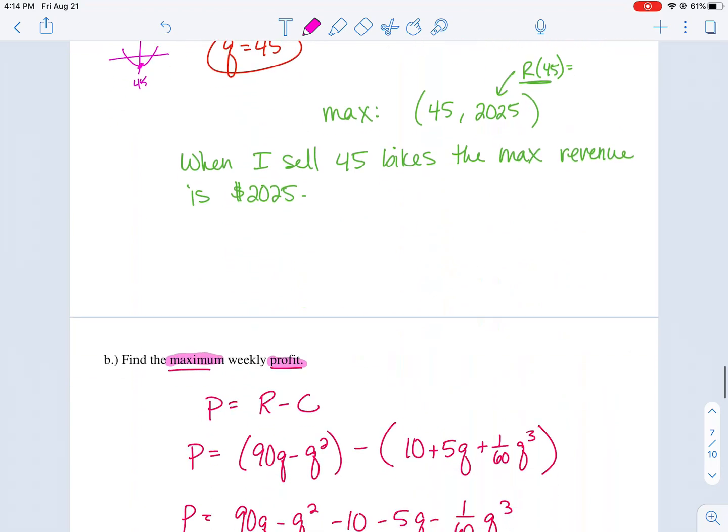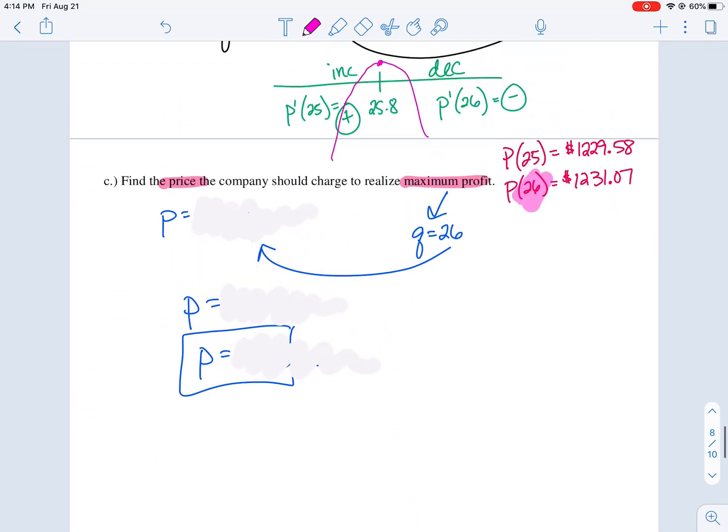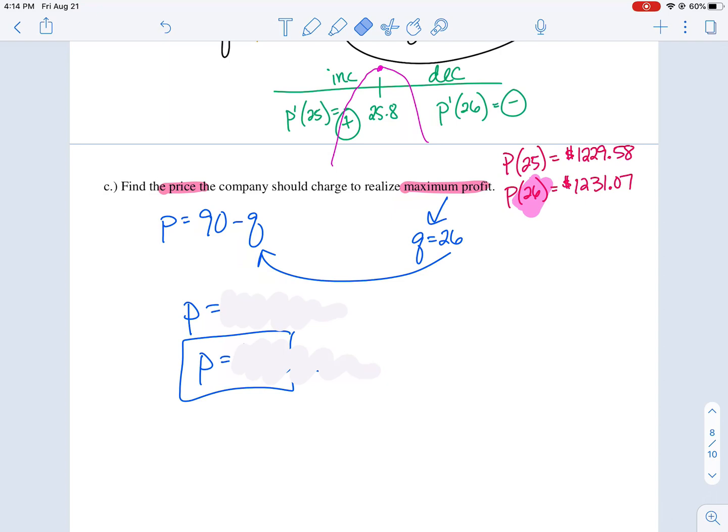So if the price function is 90 minus Q, and I know that I have to sell 26 bikes per week, I know that Q has to equal 26 for me to get a maximum profit, I can plug that into my price equation and figure out what 90 minus 26 is, and say that I should be selling the bikes for $64 per bike. I need to make sure that I sell 26 bikes per week, and I need to sell them for about $64 per bike so that I can maximize my profit.